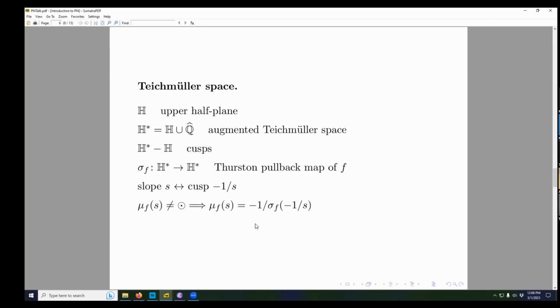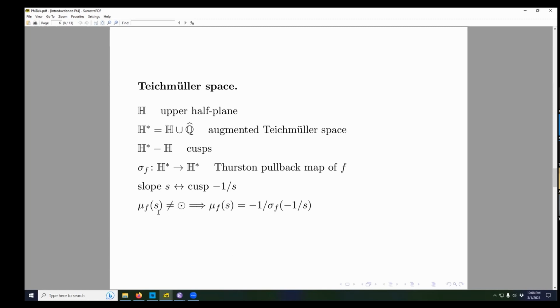The pullback map sigma f is a function from this augmented Teichmuller space to itself. That's the Thurston pullback map of f. Now we come to an unfortunate inelegance, which is as follows. Slope S does not correspond to cusp S, but instead to cusp minus 1 over S in the following way.